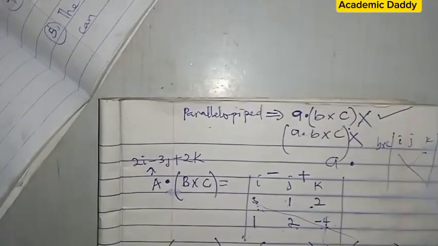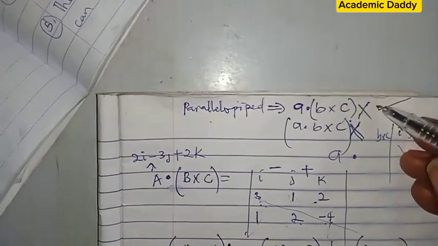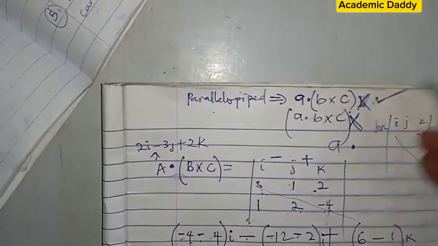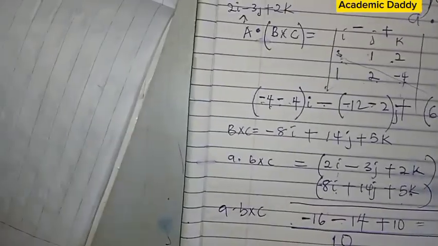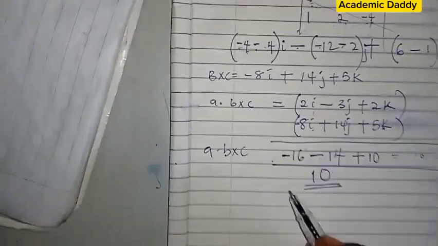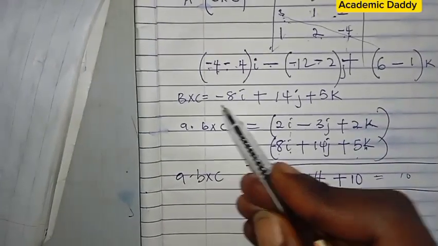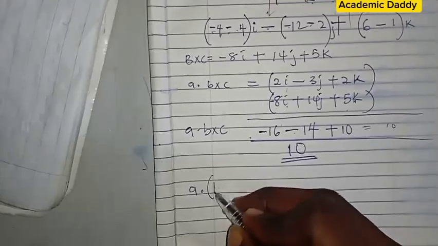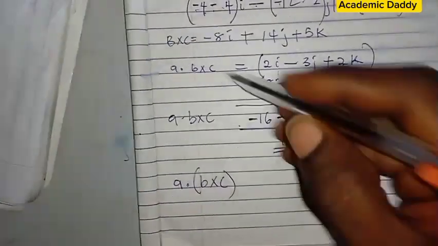So you see, these two things normally confuse students. Even my own self, sometimes I mistake it. So this one here is the correct formula. This one here is the wrong formula. So applying the same principle, when we use the wrong formula, this is what we got. But it should have been at the point where we got B cross C. We now come and do A dot B cross C. I tell you the truth, this thing is very deceiving.